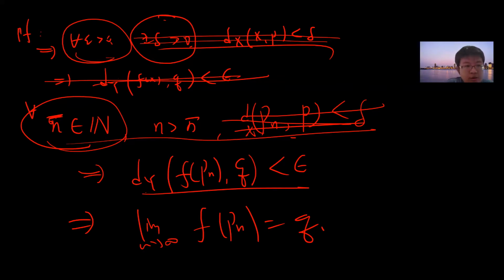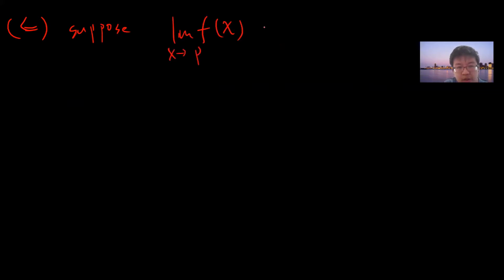Okay, so let's say another direction. Another direction is hard to prove. You need to prove it by contradiction. So suppose the limit as x approaches p does not converge to q. So basically, you just suppose that the result is wrong, and you try to prove it.